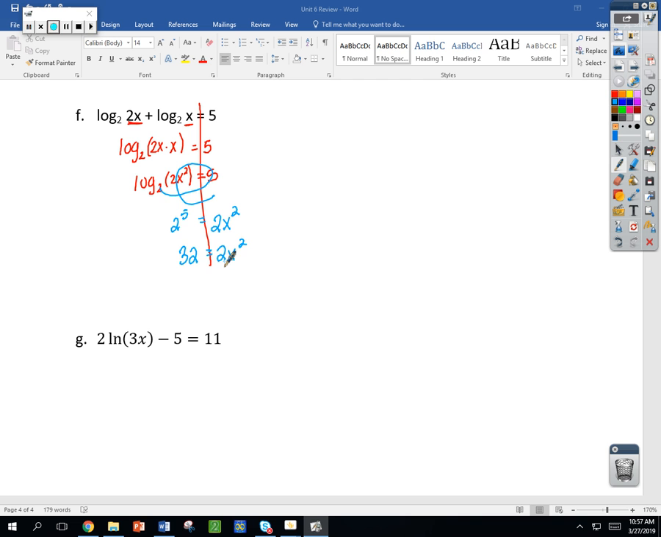Still trying to get x by itself. I have to move the 2 because it's not being squared. And I get 16 equals x squared. And then to get rid of the square, I have to square root, but don't forget to do plus or minus the square root, and you get plus or minus 4.